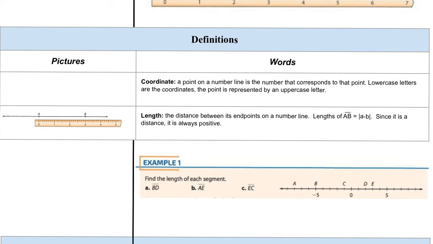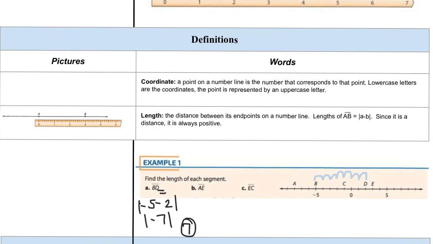It says find the length of each segment. So we have segment BD. We need to find the length of BD. So that's going to be equal to the absolute value of B, which is -5, minus D. D is 2. So that's the absolute value of -7, or 7. Okay, so the length from B to D is 7 units. And we can verify that or check that if we just look at the line graph. If we move 1, 2, 3, 4, 5, 6, 7 from B, we get to D.